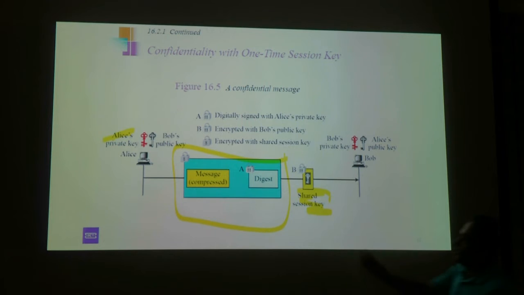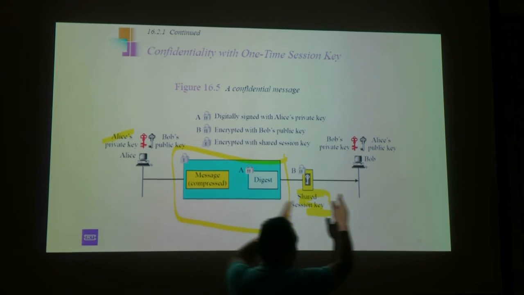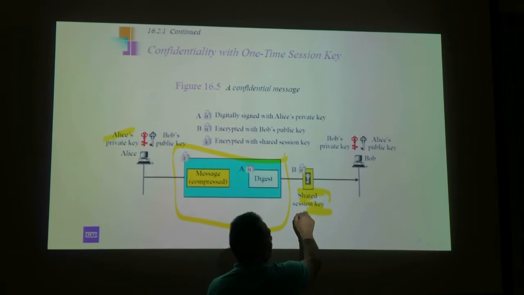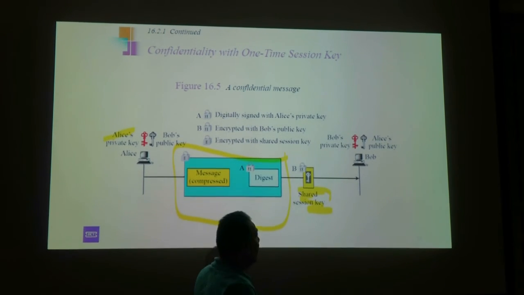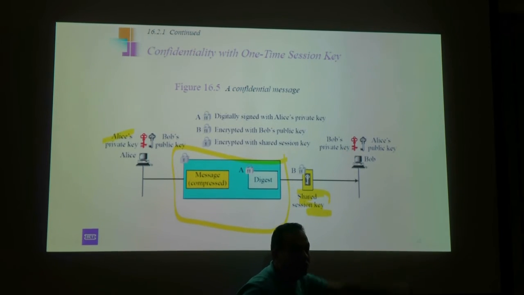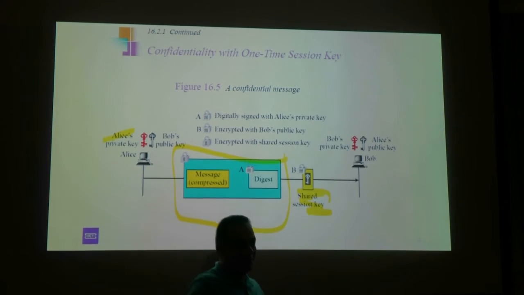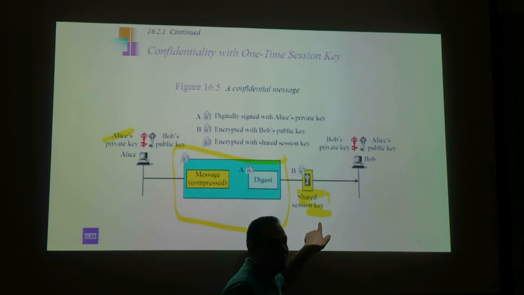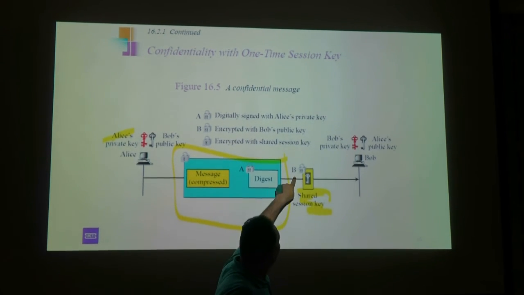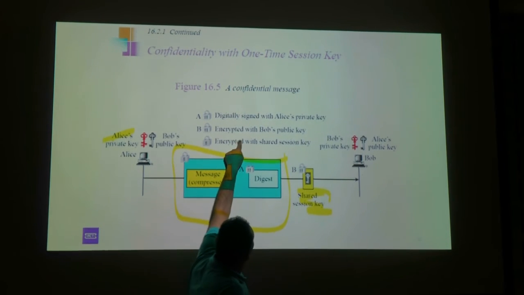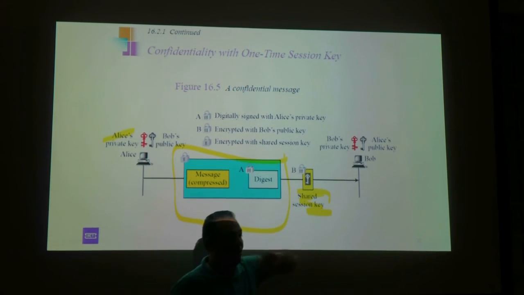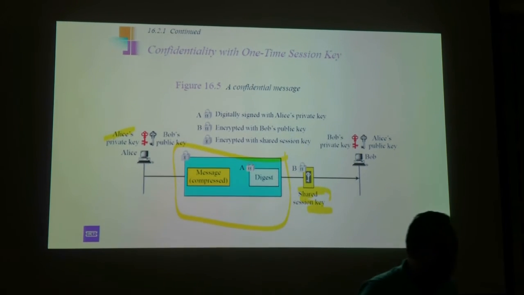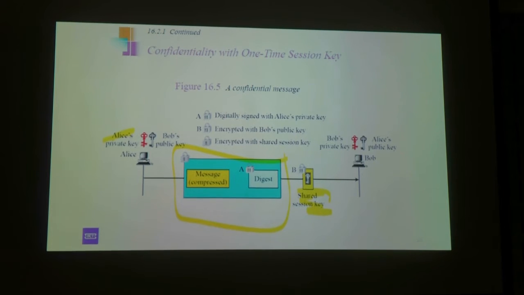Now, this will be sent to Bob. Bob, to be able to open the lock here, has to have also the shared session key. So we have to send Bob the shared session key as well. But if we send it as plain text, that's a problem. What do we have to do? Encrypt it. Using what? Using Bob's public key. So who is the only one who could unlock the shared key? Bob. So Bob receives the message.